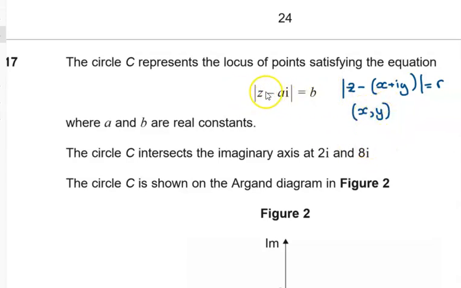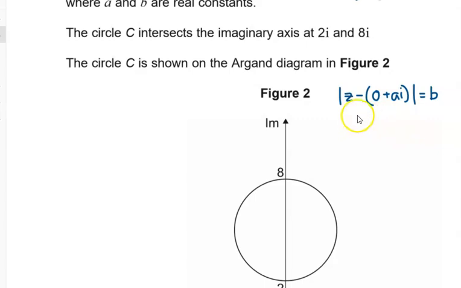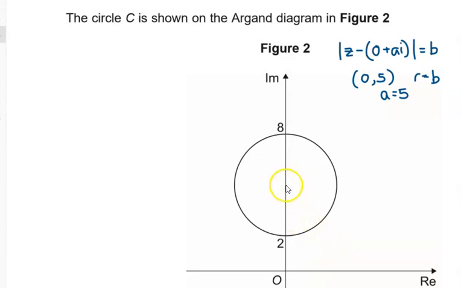So if we get this |z - ai| = b into that form, then we can say |z - (0 + ai)| = b. So in that case, that's a circle of centre (0, 5) and a radius of b. Straight away we know that a equals 5 if we compare those two things. Oh, by the way, where did the 5 come from? It's the midpoint of 2 and 8. Sorry, I should have pointed that out. So the midpoint of 2 and 8 is going to be 5. So a is 5. The radius of your circle, the difference between 5 and 8, is 3.